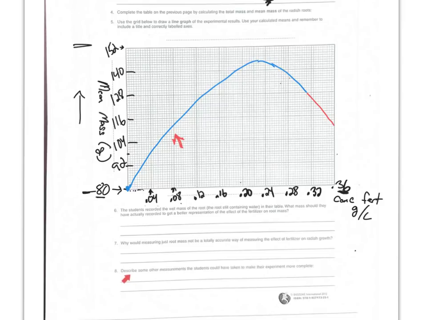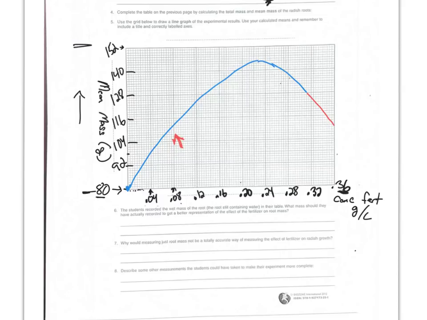So it says, describe some other measurements the students could have taken to make their experiment more complete. They measured mean mass, they measured concentration of fertilizer. What else could they have done? Could they have measured time? Could they have measured the size of the plant?